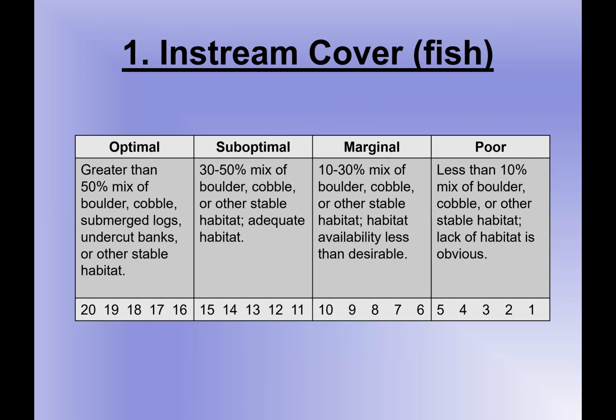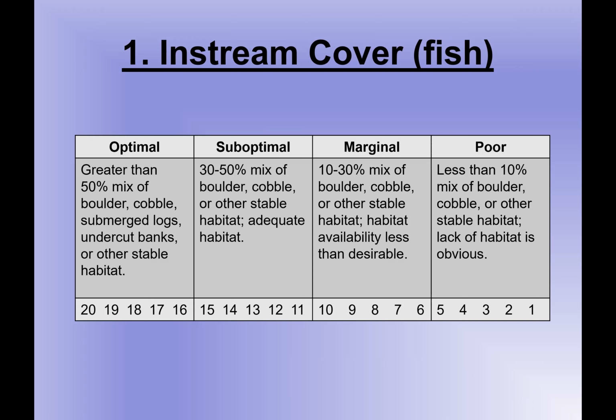In the in-stream cover, once again, this is the optimal range. You're looking for that greater than 50% boulder mix of submerged logs, undercut banks. Maybe you don't have 50%. Maybe it's only 30 or 50%. Like I said, it's very subjective. So you're giving it a score in either that optimal range, that suboptimal. Maybe you only have 10 or 30%. Then you're in that marginal range, or maybe you're in that poor range.